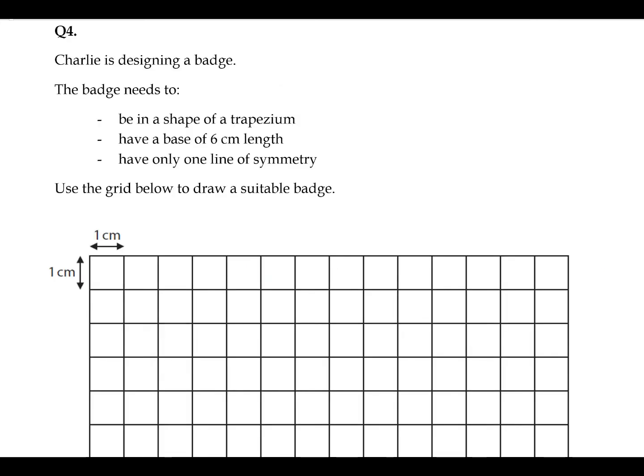Question 4. Charlie is designing a badge and the badge needs to be in the shape of a trapezium. So a trapezium, sketched really quickly, looks like this. And then it must have a base of 6 centimetres and have only one line of symmetry. So with a trapezium, the line of symmetry goes down the centre. So we need to make sure this side and this side are the same length when we draw it. Use the grid below to draw a suitable badge, and remember that 1 square is 1 centimetre.